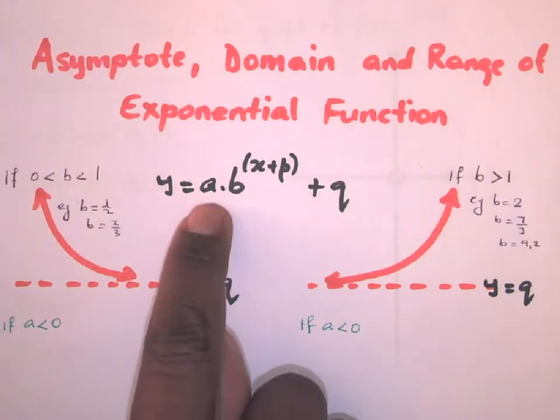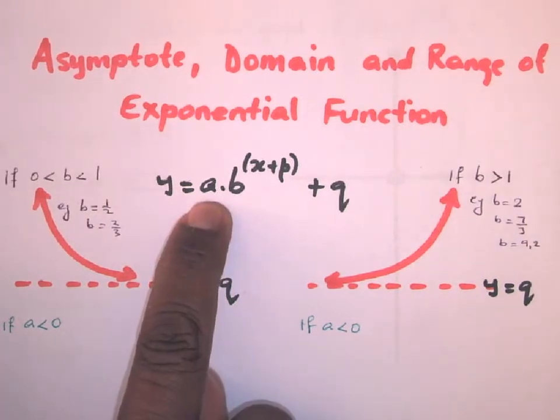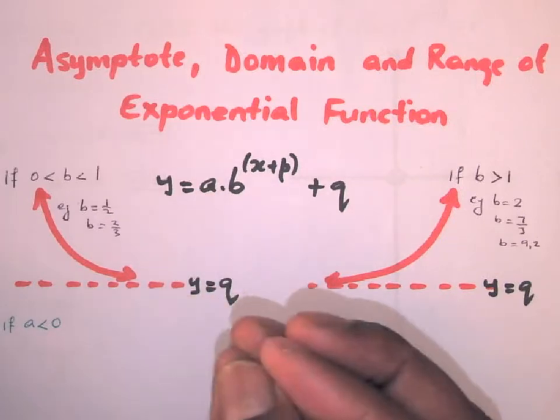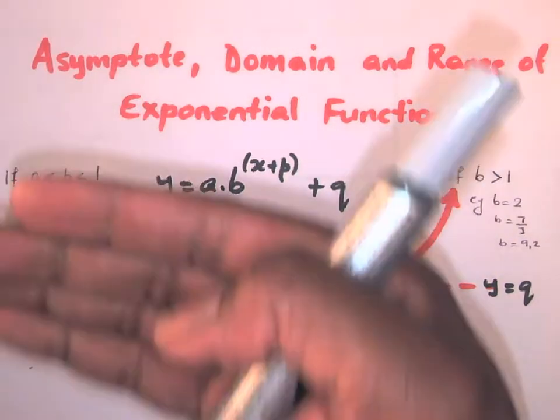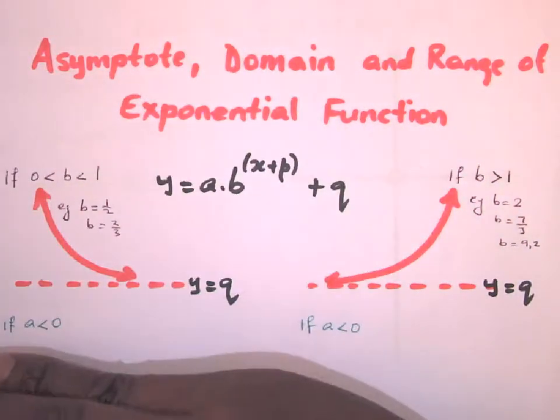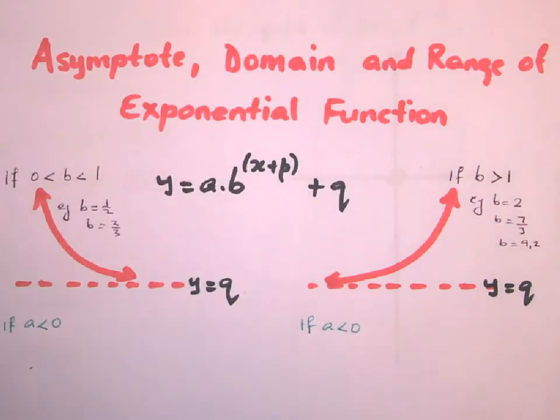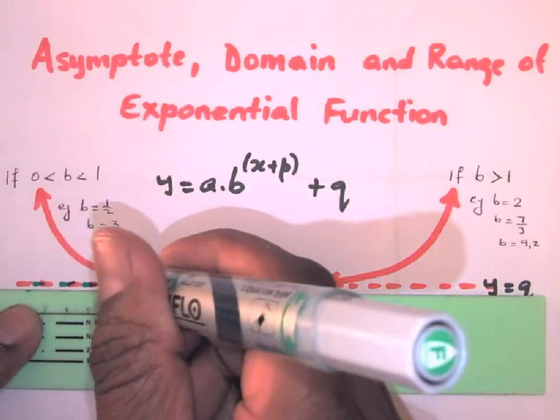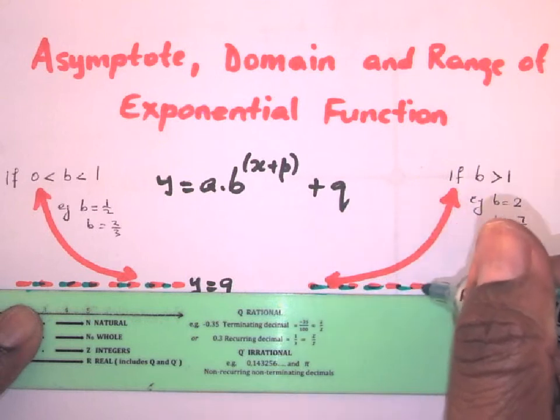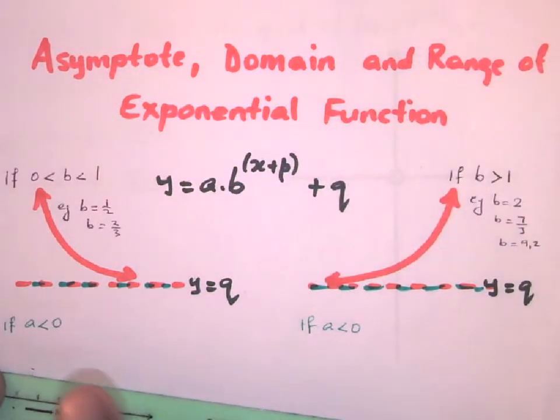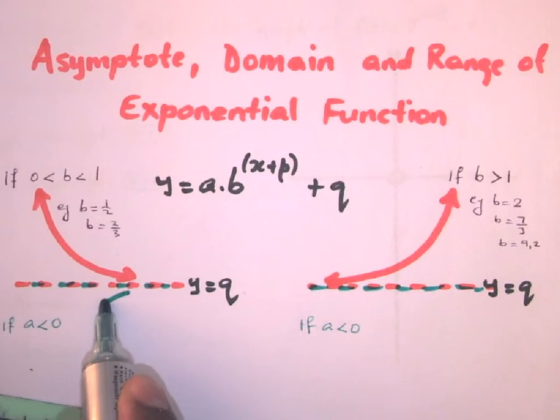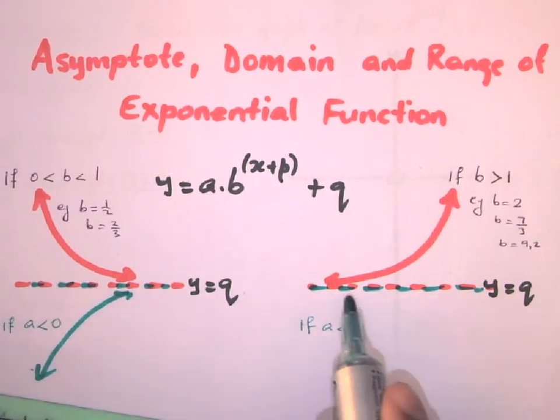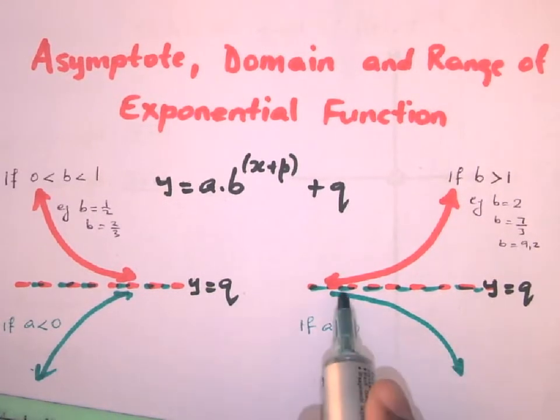Another thing that you need to note: a can be a constant. However, if a is a negative number, meaning a number smaller than 0, then the graph will be reflected about that line y is equal to q. So if a is less than 0, the asymptote will still be there. Our asymptotes will still be where they are. However, the graphs will be reflected if a is less than 0. If we reflect it, it will be like this one here, and this one will look something like that.